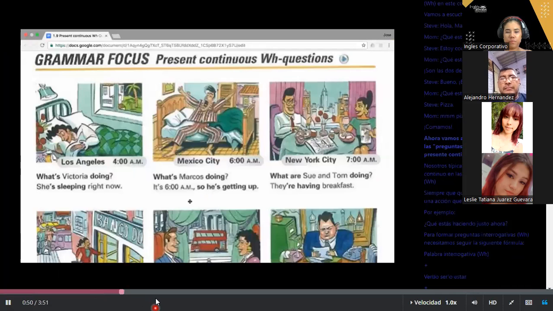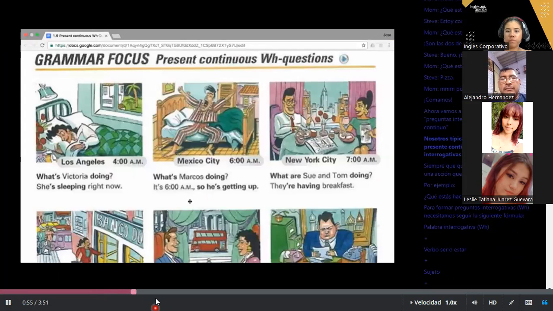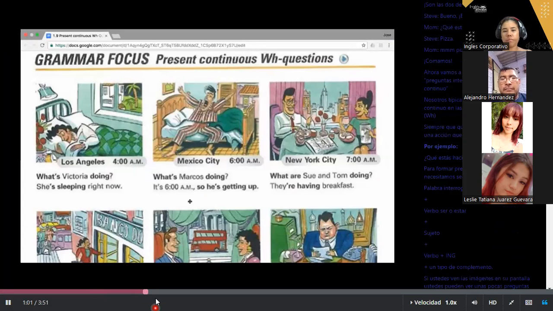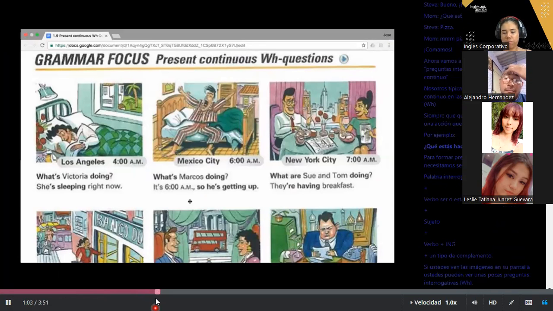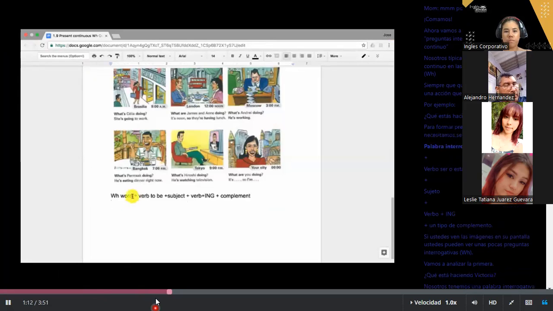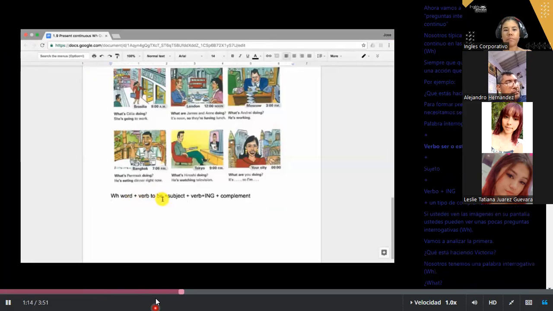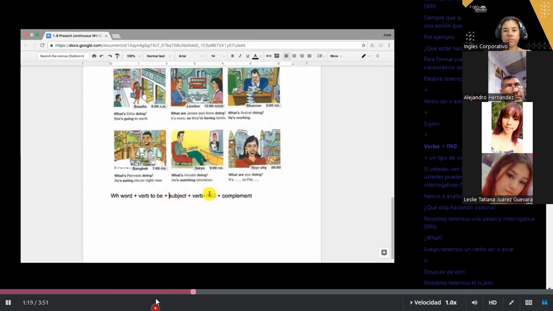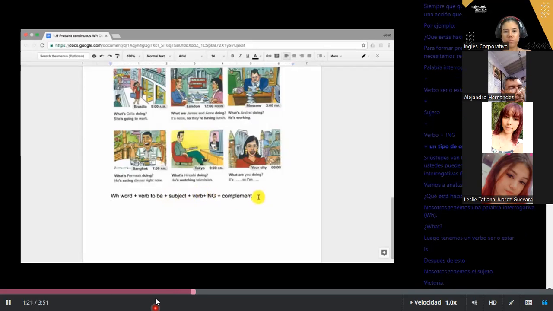Pizza. Continues WH questions. We will typically use present continuous WH questions whenever we want to get information from an action that is in progress. For example, what are you doing right now? To form WH questions, we need to follow this formula. WH word plus verb to be plus subject plus verb plus ing, plus some kind of complement.